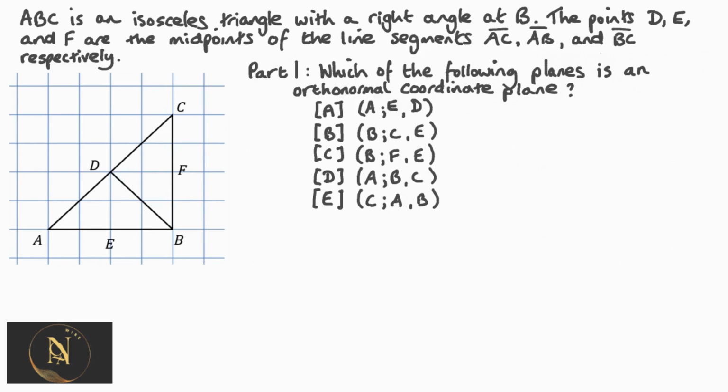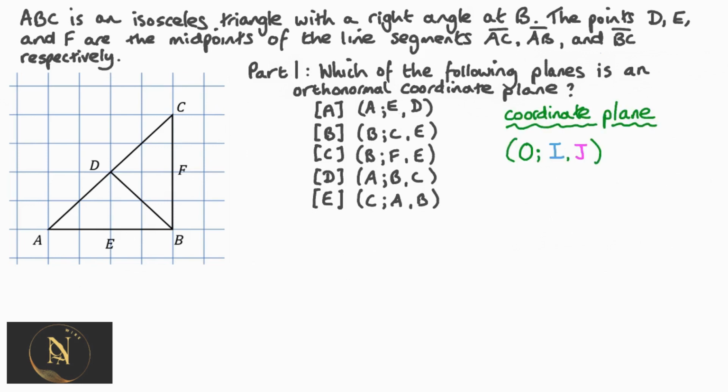So let's look at Part 1. Which of the following planes is an orthonormal coordinate plane? Is it option A, AED, option B, BCE, option C, plane BFE, option D, ABC, or option E, plane CAB?